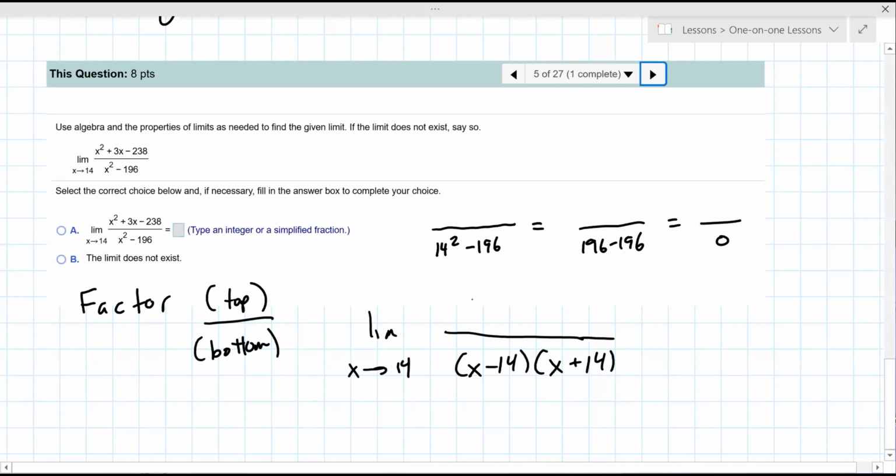Now, the thing that's going to help you here: which one of these makes the bottom 0? Is it this left one or the right one, when you put 14 in?